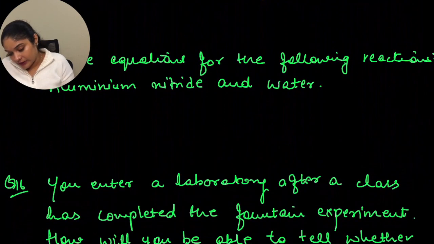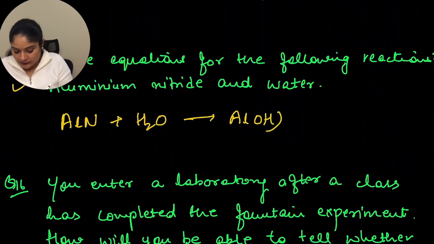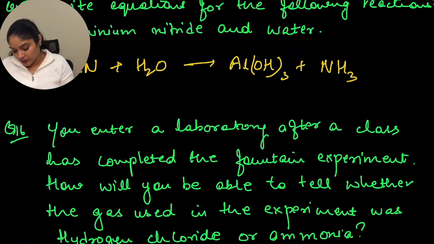Now the next is write equations for the following reactions: aluminium nitride and water. This is an important one. So aluminium nitride, AlN, plus water will give you aluminium hydroxide plus ammonia. Let's move to the next question.